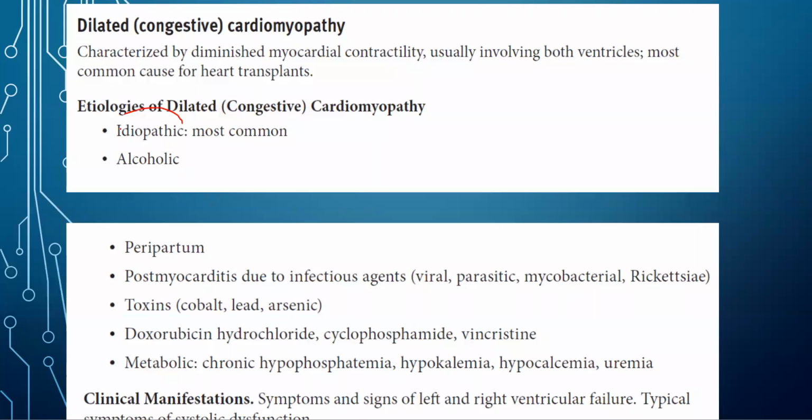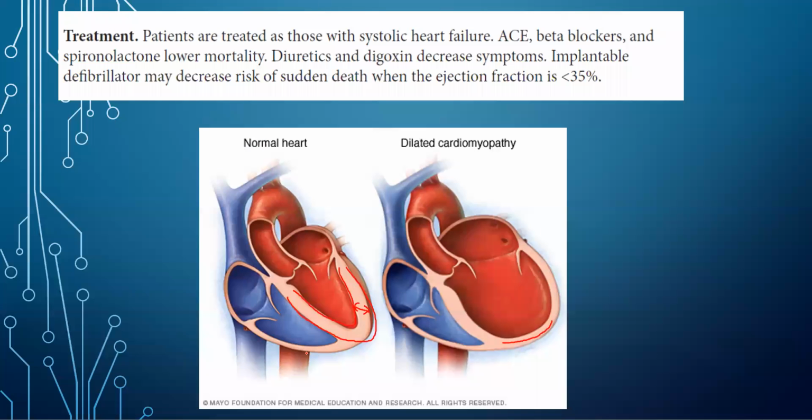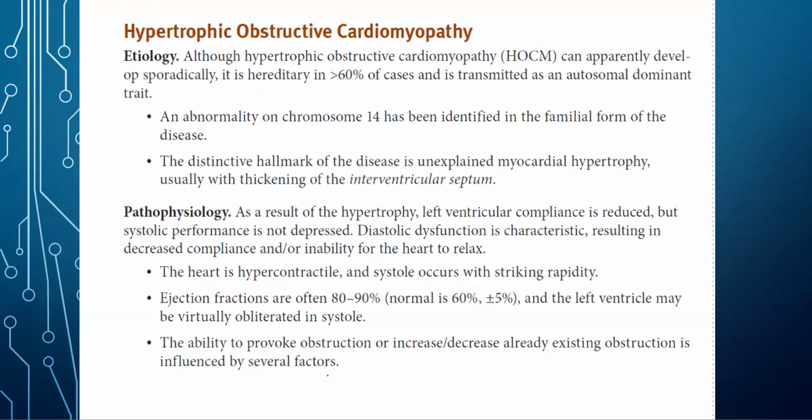The most common cause is idiopathic, that means not known. Other than that, alcohol can cause it, some viral infections, toxicity, and some drugs can also cause it. The features will be heart failure features. For treatment, you give the same as for systolic heart failure, like ACE inhibitor, beta blocker, spironolactone, furosemide. Then there is another cardiomyopathy, which is pretty important for your exam. That is what we call HOCM, or hypertrophic obstructive cardiomyopathy.